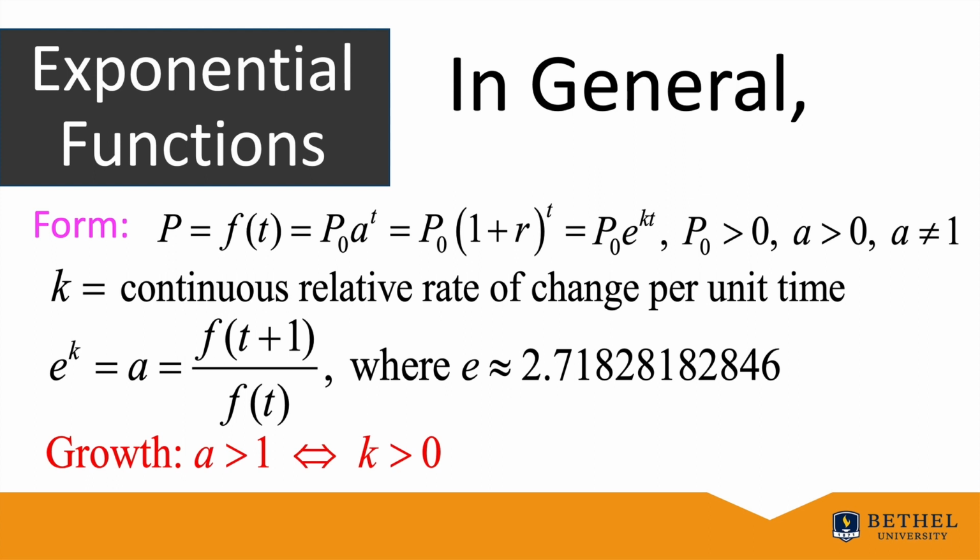For exponential growth, a is bigger than 1 and k is positive. And for exponential decay, a is between 0 and 1 and k is negative. For most practical situations, k is slightly less than r, which means it's slightly less than a minus 1. To find k, we need the natural logarithm. More about that in a later lesson. It should also be remarked that in the case of exponential decay, we sometimes replace k with negative k, and we say that e to the negative k equals a, and call k a continuous relative rate of decay per unit time. In that case, k would be positive, so that negative k is negative.